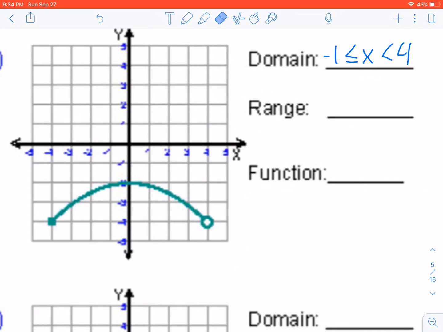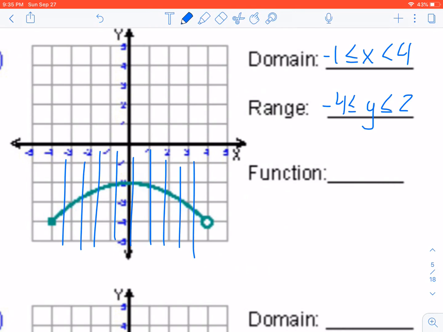Now for range, the lowest it goes is down to -4. The highest it goes is +2. It touches -4 there, so it's less than or equal to, and that's a solid line, so it's less than or equal to here as well. As for the function, again, if I draw vertical lines, it never touches the graph twice, therefore this is a function as well.